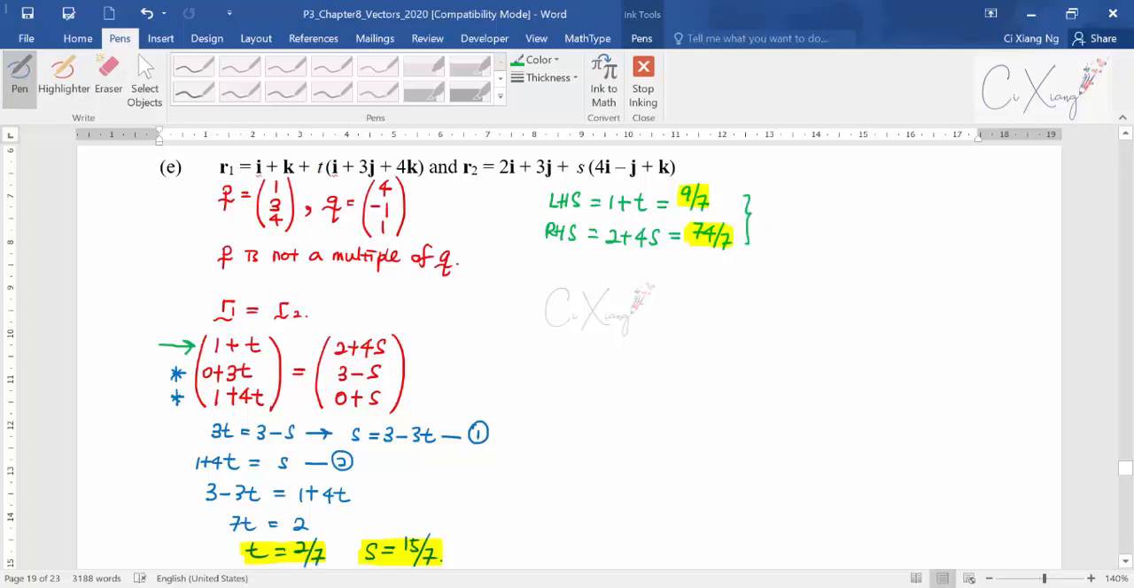That means the value for S and T is true for the second and third equation because you use them to find out the value, but it is not true for the x component. So from here, you already know that they are skewed case. You can make a simple conclusion that R1 and R2 are skewed.